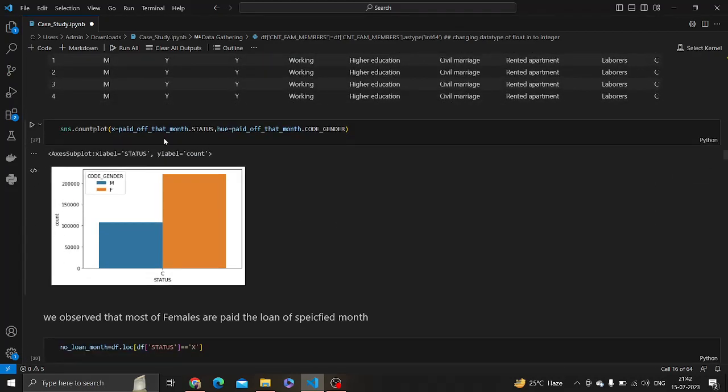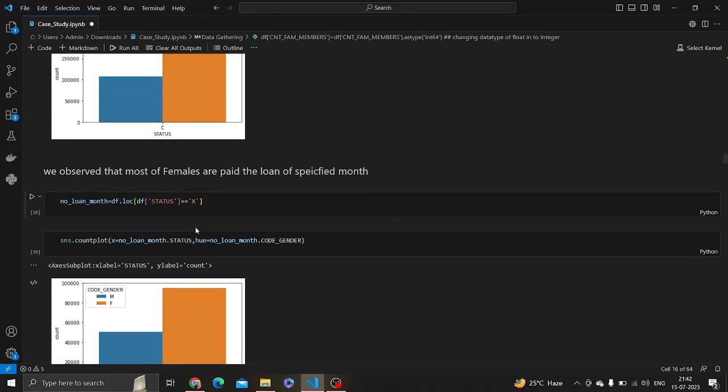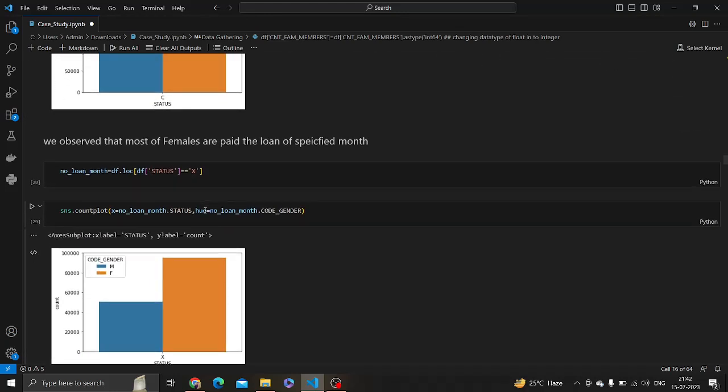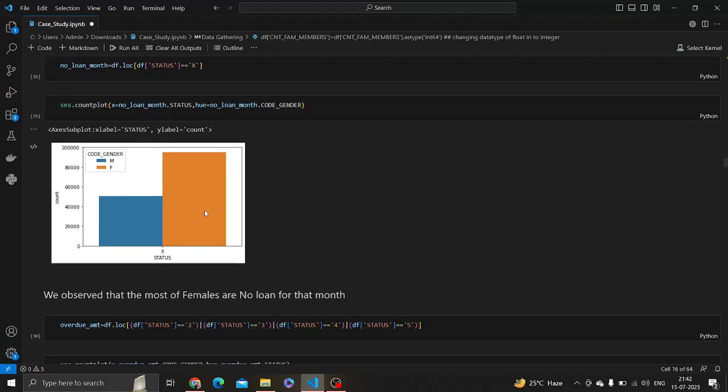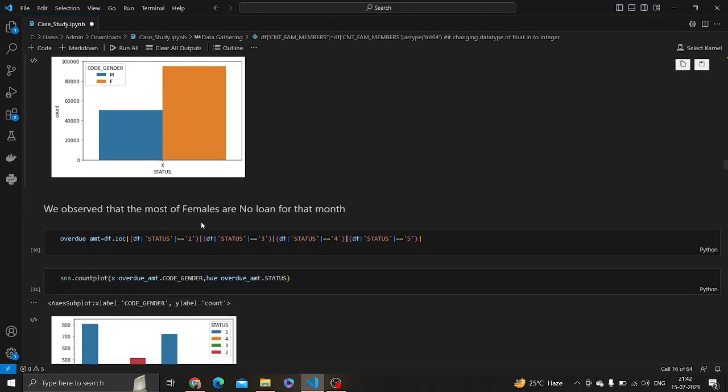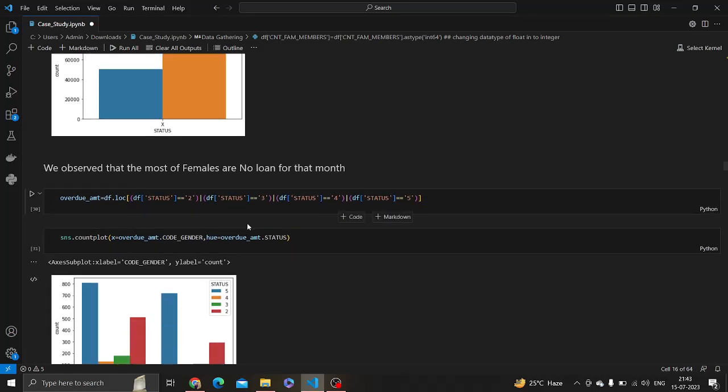Okay, and counting of paid of that month status. Okay, so we can say that male and female. We observe that the female have paid the loan of that specific month. So this is a count of it, and also we observe that most of the females have no loan for that month, like status 2 and status 3, status 4 and status 5.